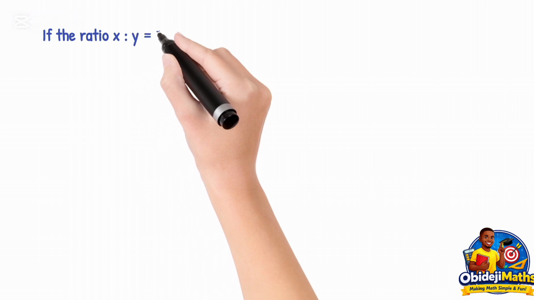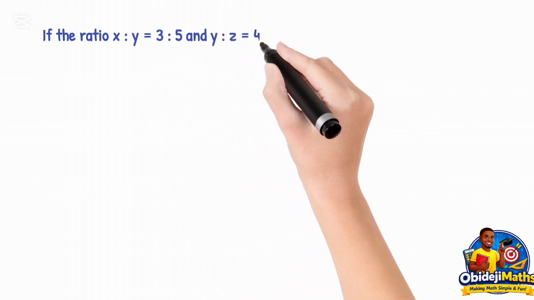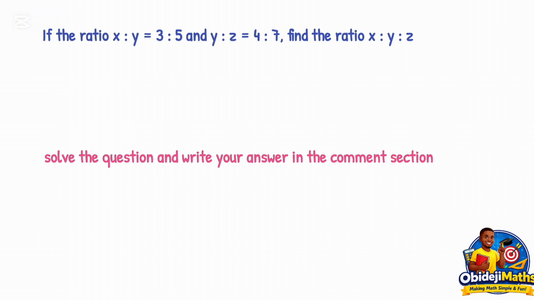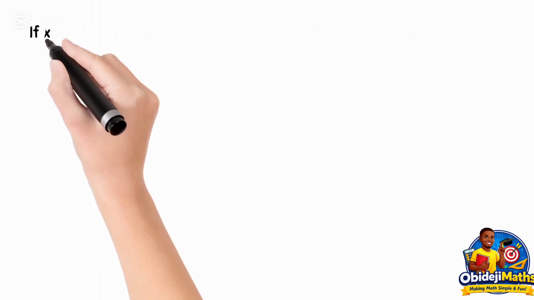Now look at this question. If the ratio x ratio y is 3:5 and y ratio z is 4:7, find the ratio x ratio y ratio z. Solve it and leave the answer in the comment section. Now let's go to another question.